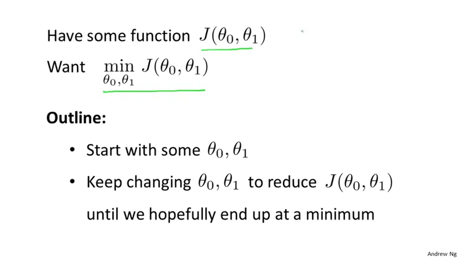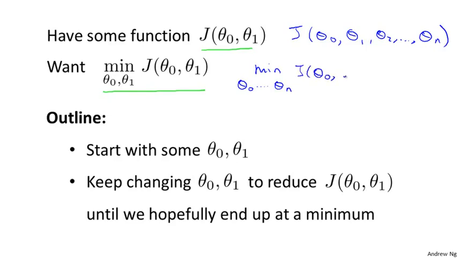Just as an aside, it turns out that gradient descent actually applies to more general functions. So imagine if you have a function J of theta 0, theta 1, theta 2, up to, say, some theta n, and you want to minimize over theta 0 up to theta n of this J of theta 0 up to theta n. It turns out gradient descent is an algorithm for solving this more general problem, but for the sake of brevity, for the sake of succinctness of notation, I'm just going to pretend I have only two parameters throughout the rest of this video.